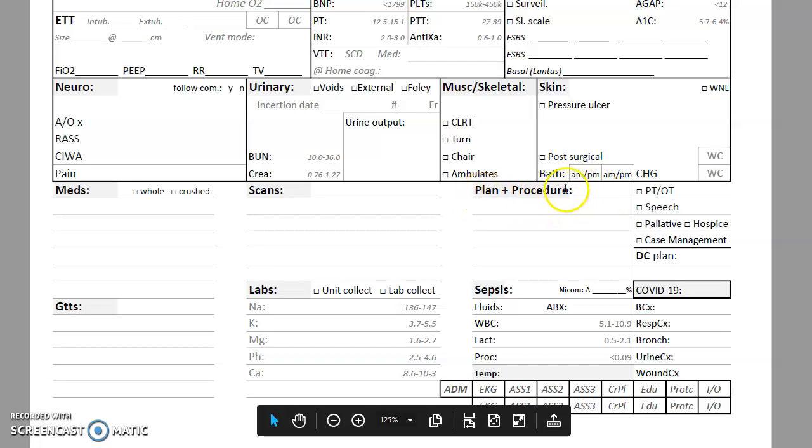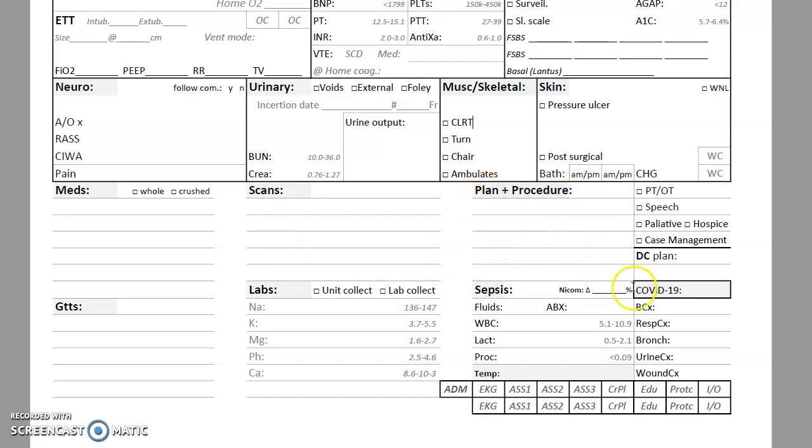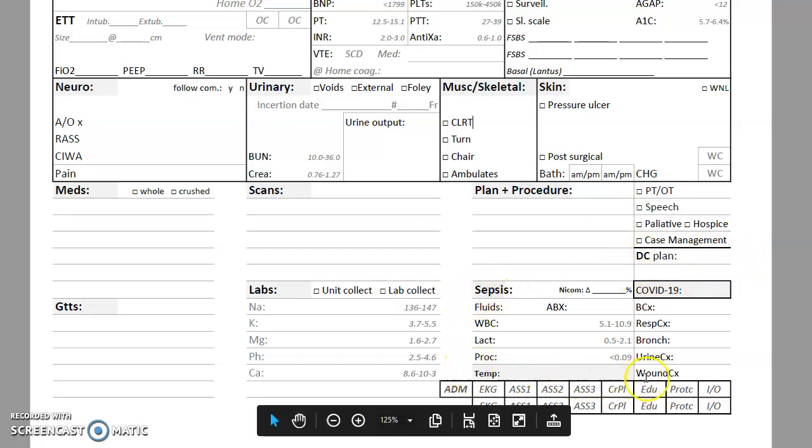Any plans and procedures for this patient. Right here you're going to have your consults, so PT/OT, speech, palliative, hospice, case management, your little discharge planning. And right here, if the patient had sepsis, usually we'll write it right here.